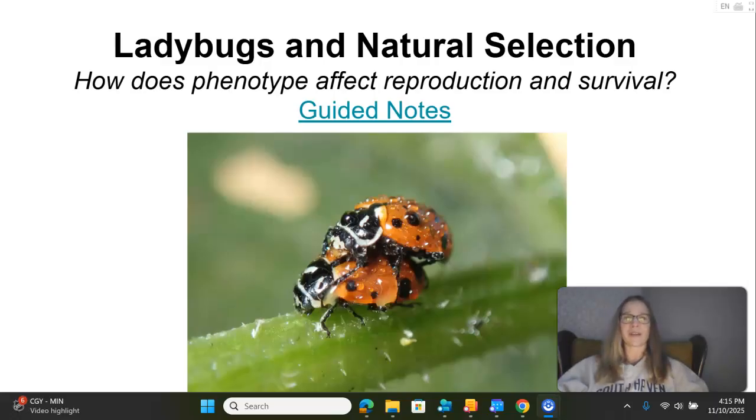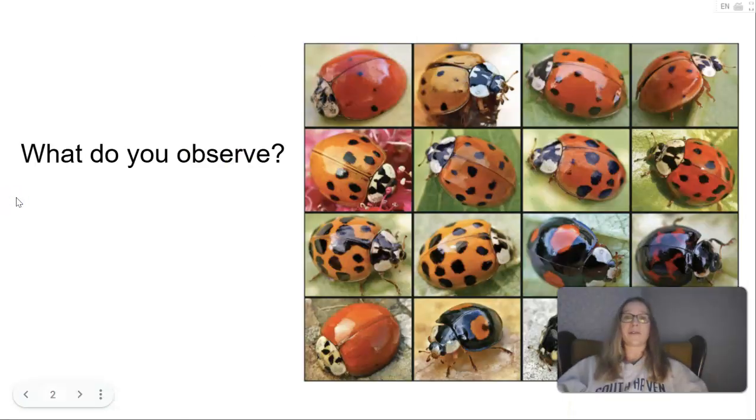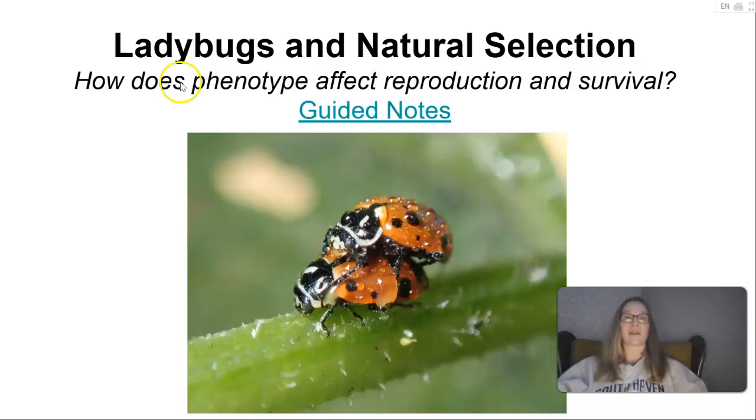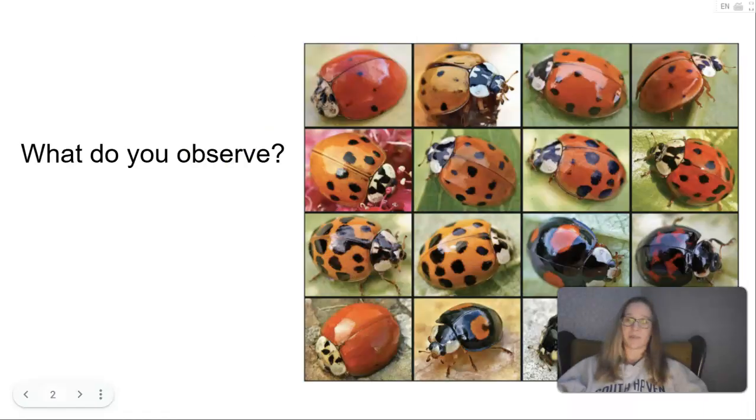Our first question we're going to ask is, how does phenotype affect reproduction and survival? So first of all, we need to know that a phenotype is a physical feature. So physically, what do you look like? Does it matter if you're red or black? Red with black spots, black with red spots.